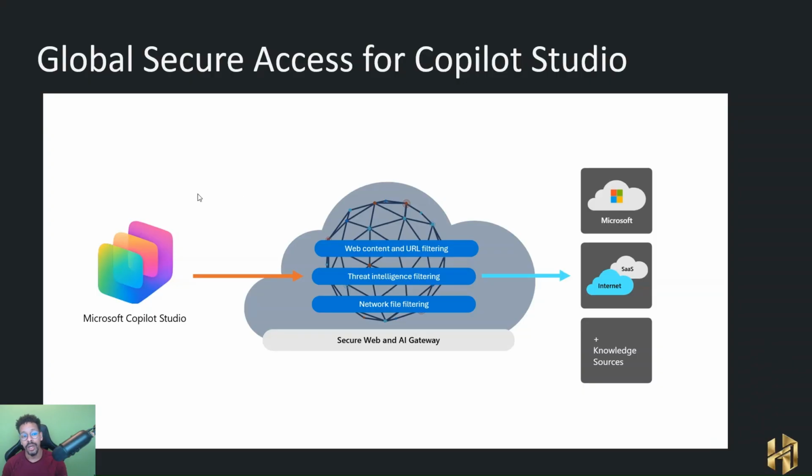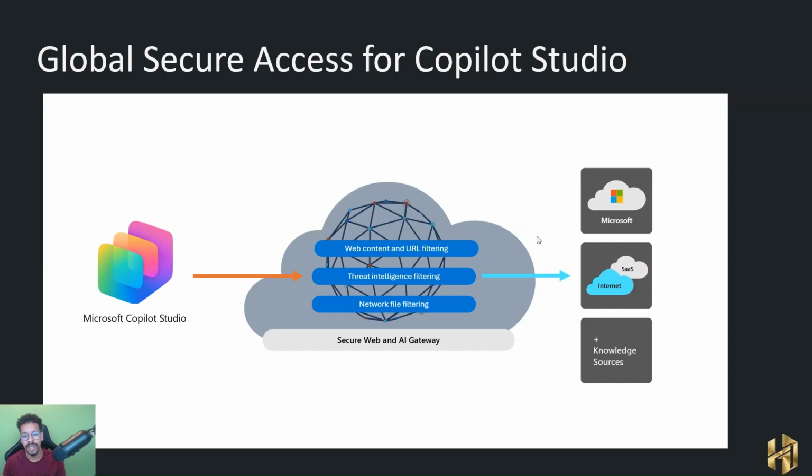So global secure access, this is for Copilot Studio agents, it will be secure web and AI gateway. So this will protect you again, will make sure that web content and URL filtering follows your global secure settings. And you can set up threat intelligence filtering and file filtering. So you can actually block uploading of files if you have a network file policy, which we will look into later.